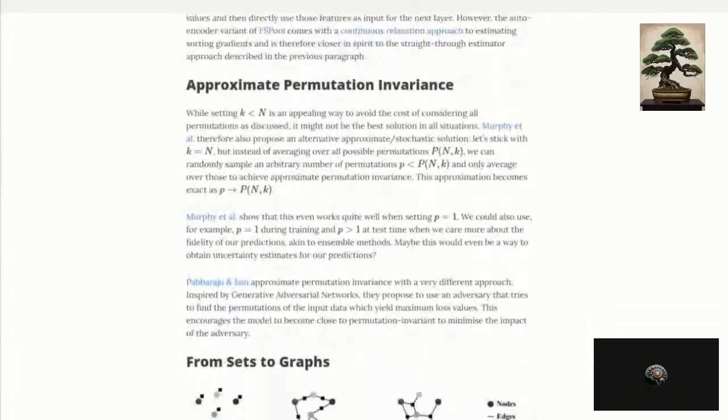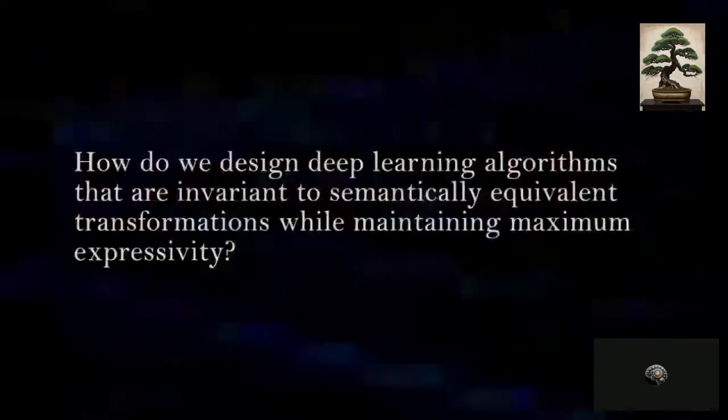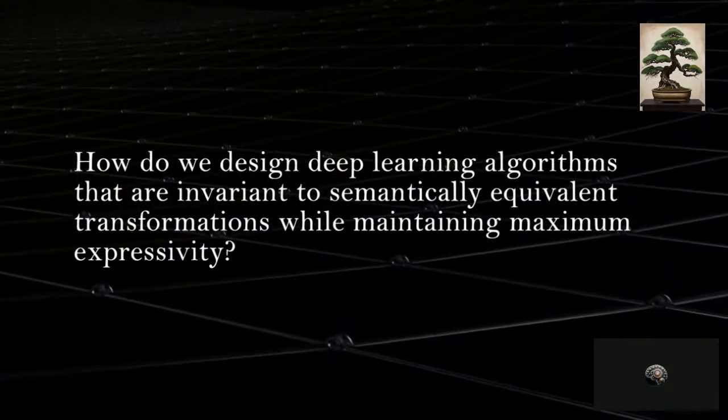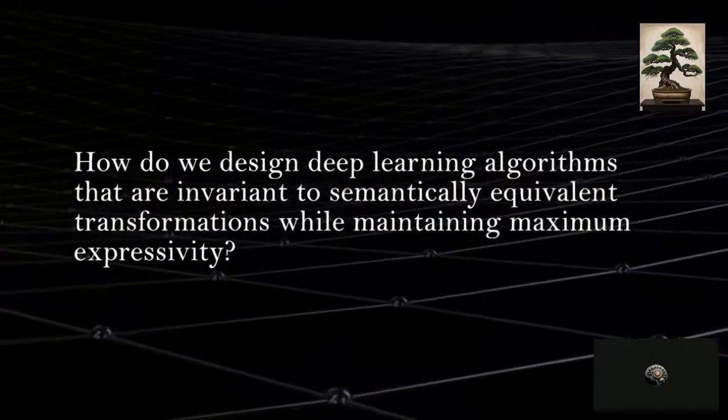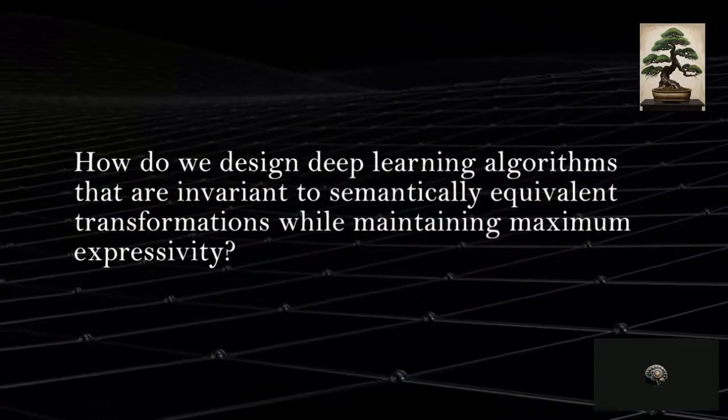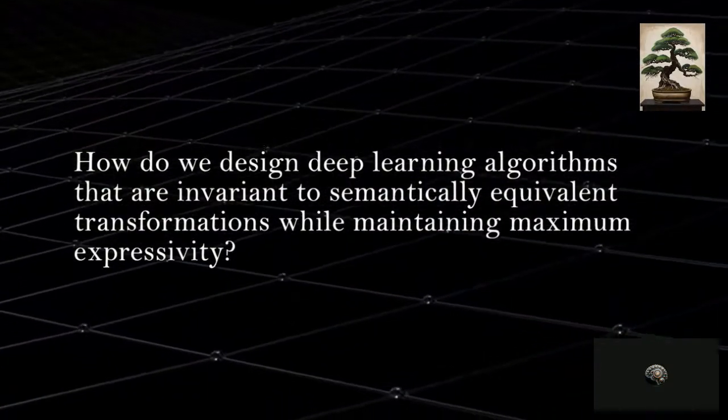Because sets come in any ordering, there are many opportunities to design inductive priors to capture the symmetries. So it raises the question, how do we design deep learning algorithms that are invariant to semantically equivalent transformations while maintaining maximum expressivity?